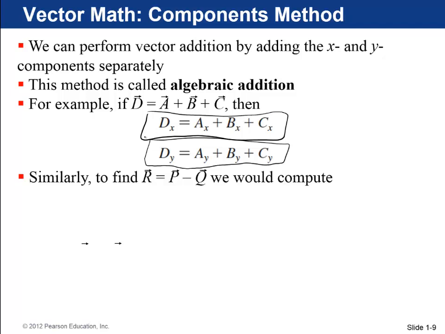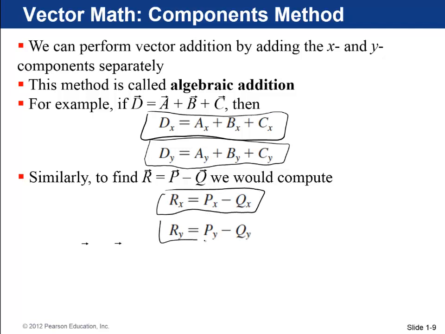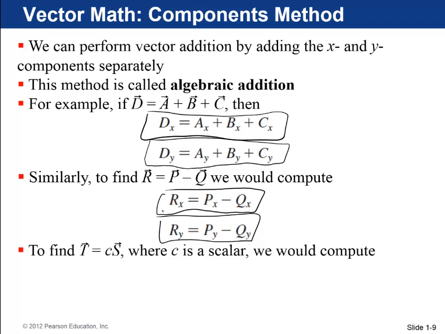And the nice thing about these components is they can just be added on your calculator because they're scalars. If you want to subtract two vectors, r equals p minus q, you just subtract the components. So r sub x is p sub x minus q sub x, and r sub y is p sub y minus q sub y. Lastly, you can take a vector and multiply it by a scalar. So for example, if vector t is scalar c times vector s, then all you do is you multiply the components of s by that scalar c to give you the components of t.